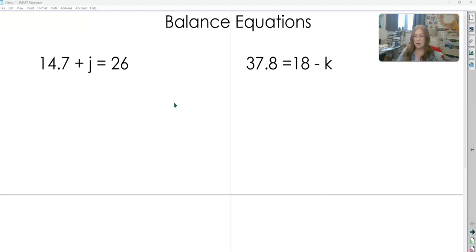We're trying to get that variable alone and figure out what is going to make that equation true. And you have to show the balance. If I can't see the balance, it's not going to be correct. It must have the balance.